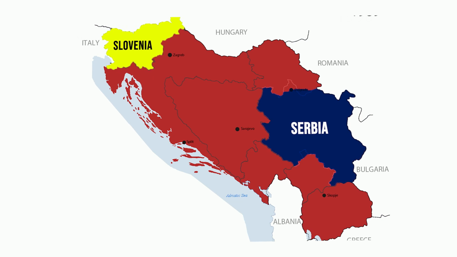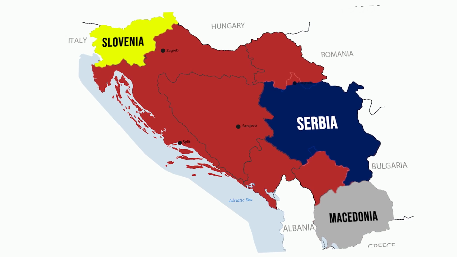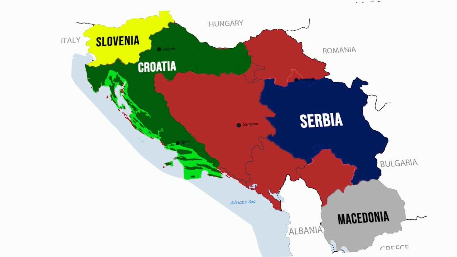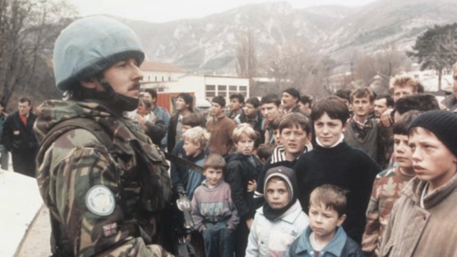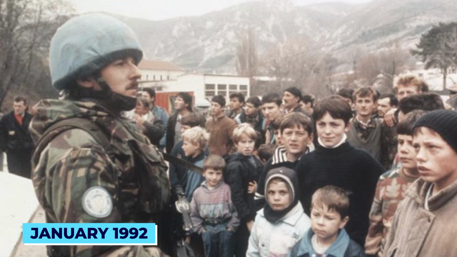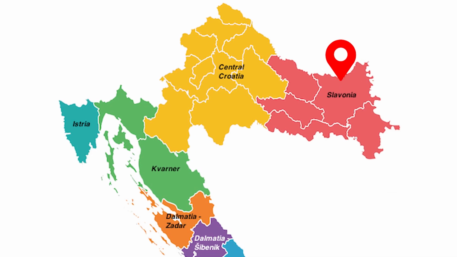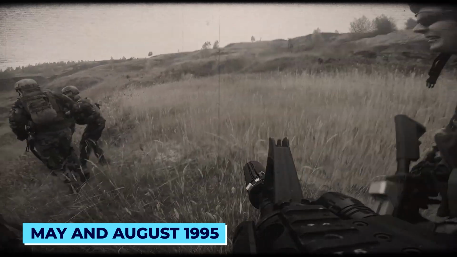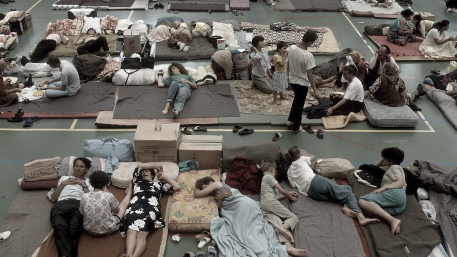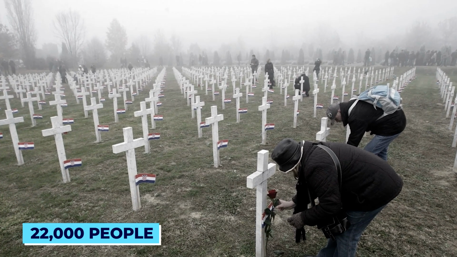Serbia allowed Slovenia and Macedonia to split successfully, owing to the fact that both nations had only a small Serbian minority. On the other hand, it was completely different in the case of Croatia, as the first phase of the Croatian War of Independence lasted until January 1992. Ethnic Croats were driven out of Serb-majority Krajina and Western Slavonia. The conflict stalled until Croatia retook the breakaway territory in 2 military operations in May and August 1995. Most ethnic Serbs residing there fled to Serbia. This war resulted in almost 22,000 people dying in the fighting.